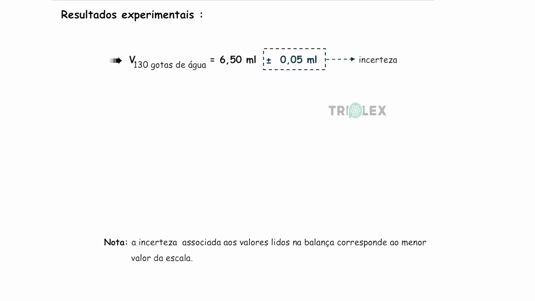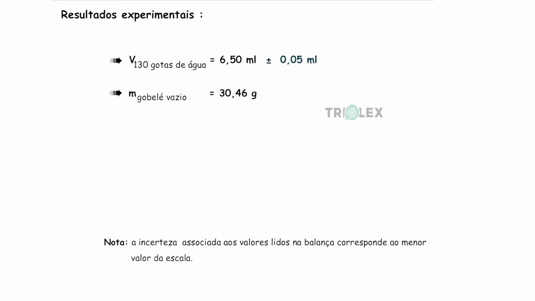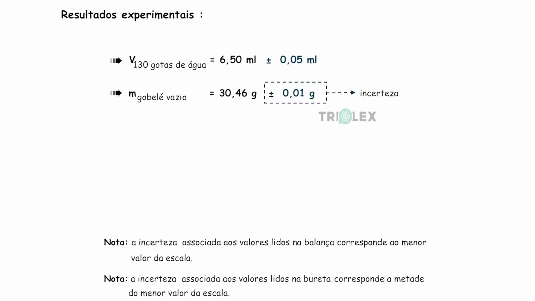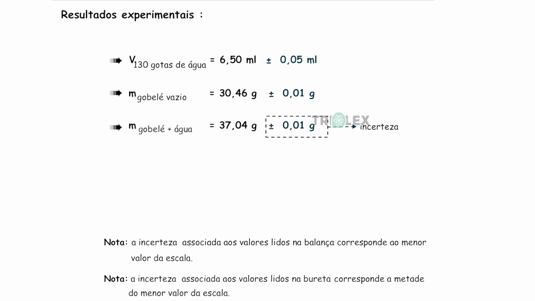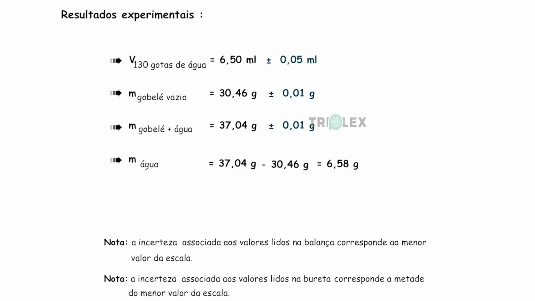Moving on to the result analysis, here are the readings we recorded. We must bear in mind that the reading uncertainty associated to the burette is half the lowest division of the scale, while the reading uncertainty for the balance is the lowest division of the scale.